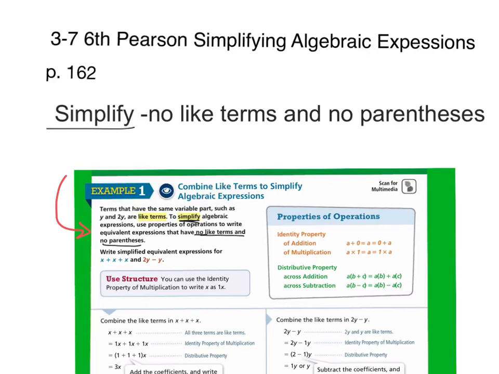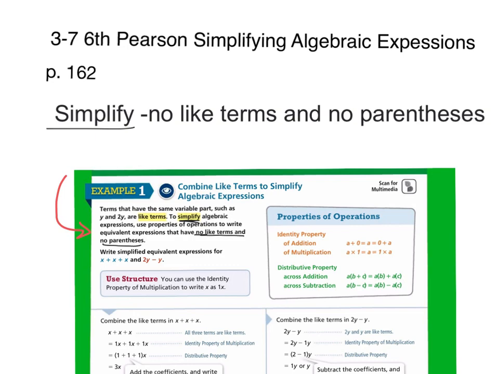Lesson 3.7 is on simplifying algebraic expressions. If you look on page 162, before we get started, we're going to talk about the definition of simplify. So some of the problems they're going to ask you to simplify something means that we have no like terms and no parentheses. So anytime you're working a problem, if there are parentheses in it, we're going to be distributing. If there's any like terms, we are going to be combining those like terms together.